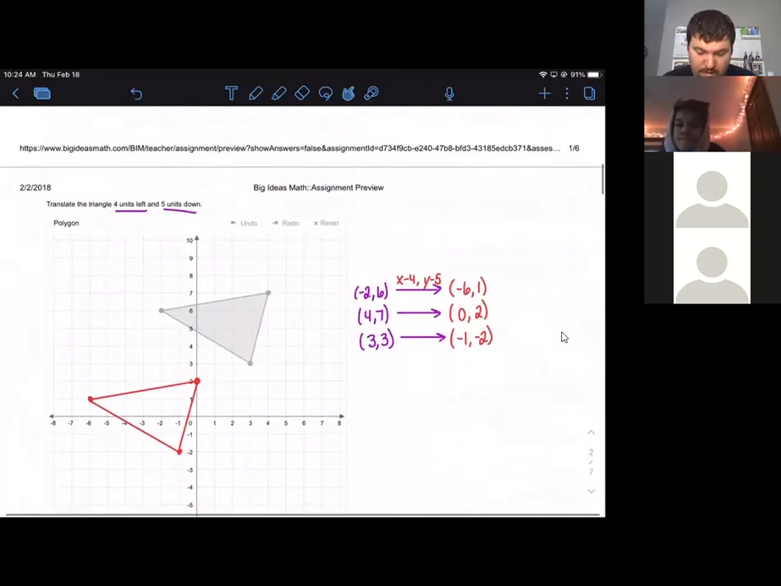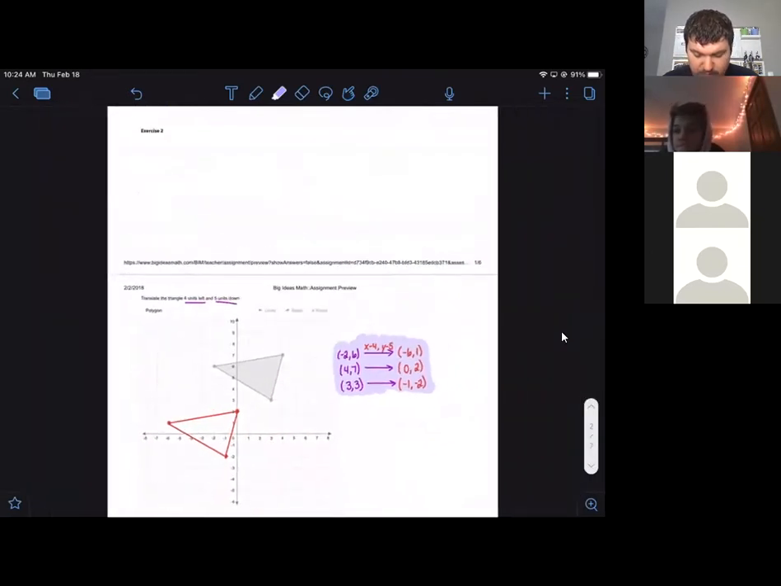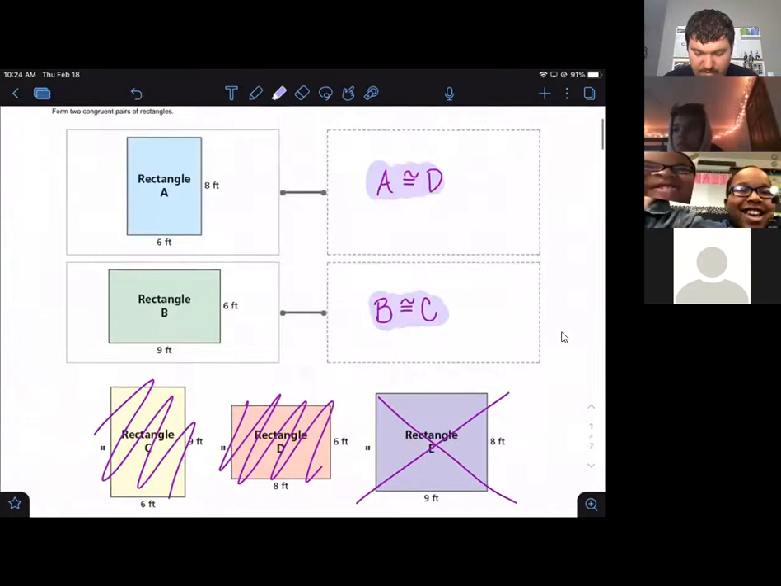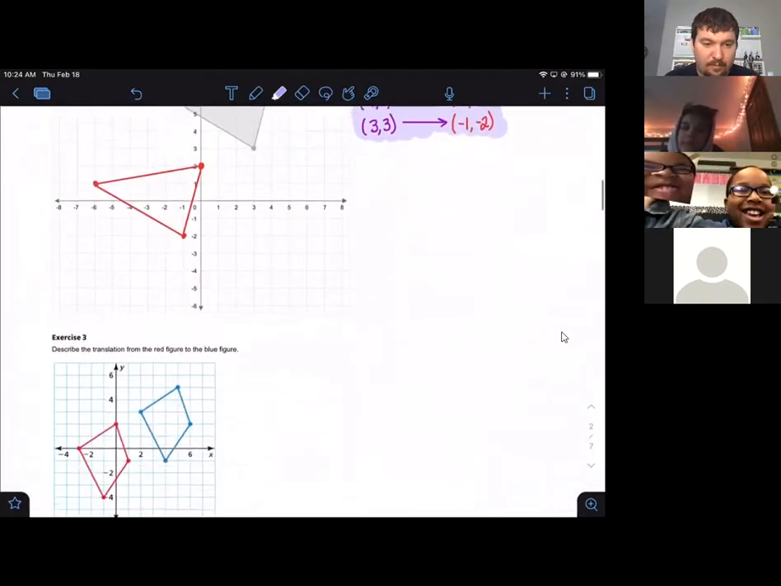So far on our work paper, everything that I've highlighted, you should have written down. You don't need to draw any of the coordinate planes or anything like that. So we've got this highlighted and this highlighted. Okay, let's move on to number three.